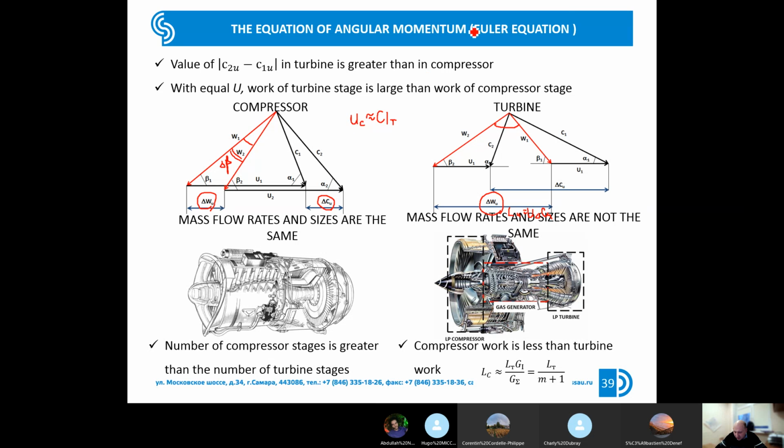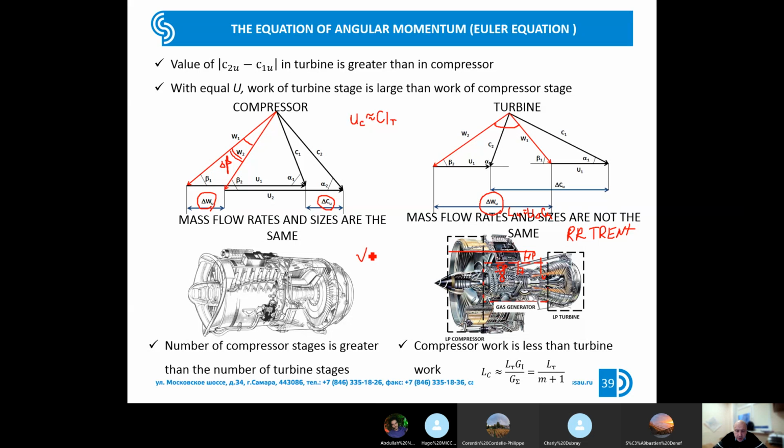For example, I don't remember what kind of engine, but this is a Rolls-Royce Trent engine. I don't remember the number, but you see the high pressure cascade. One stage of the high pressure turbine drives, as far as I remember, 7 stages of the high pressure compressor. Low pressure turbine, one stage, this one, drives 8 stages of the intermediate pressure compressor. It's like in this example.